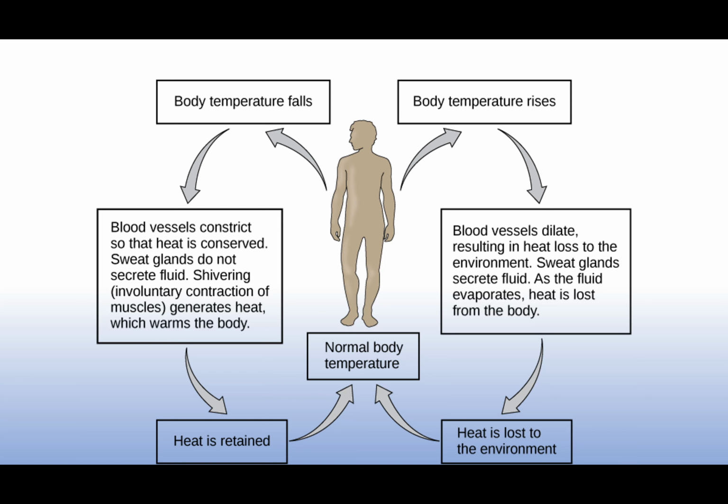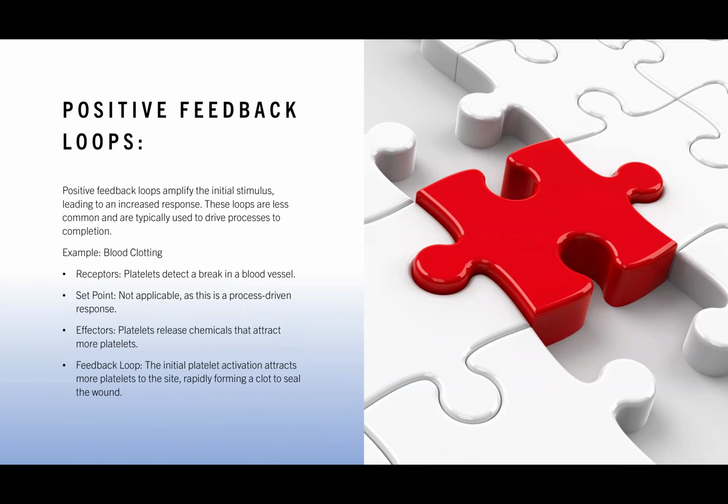Alright. So it works against, right? Then positive feedback loops now. So it amplifies an initial stimulus. So instead of working against like negative feedback loops, it works towards increasing the thing. Right? So like blood clotting, platelets detect a break in the blood vessel, and the set point is not applicable to this process though. But the effectors are the platelets, which release chemicals that attract more platelets. So that's really the effectors.